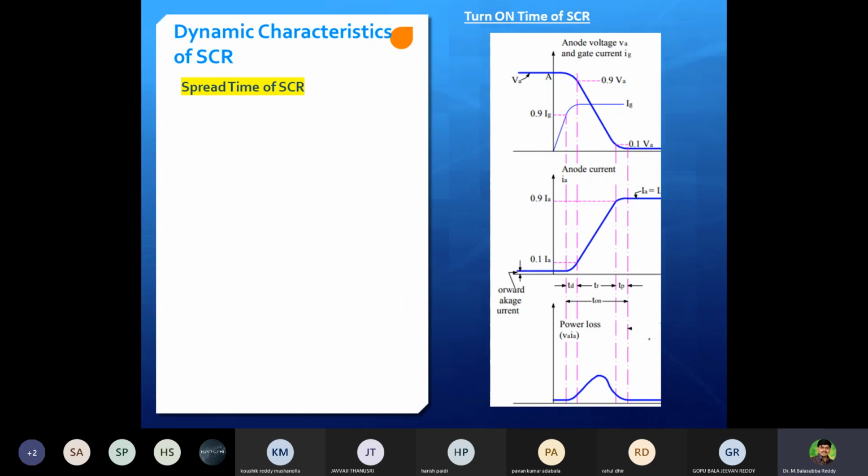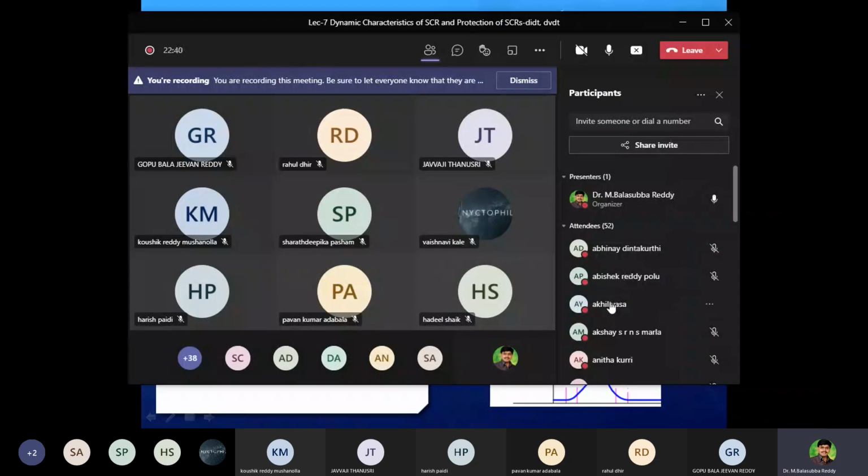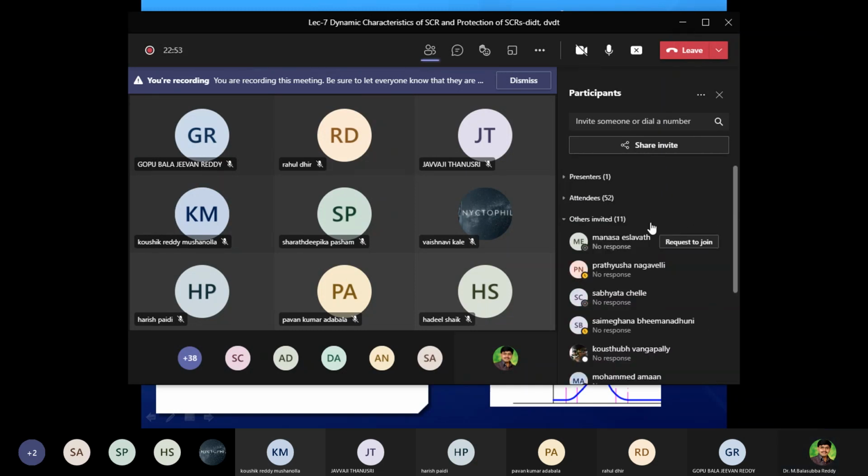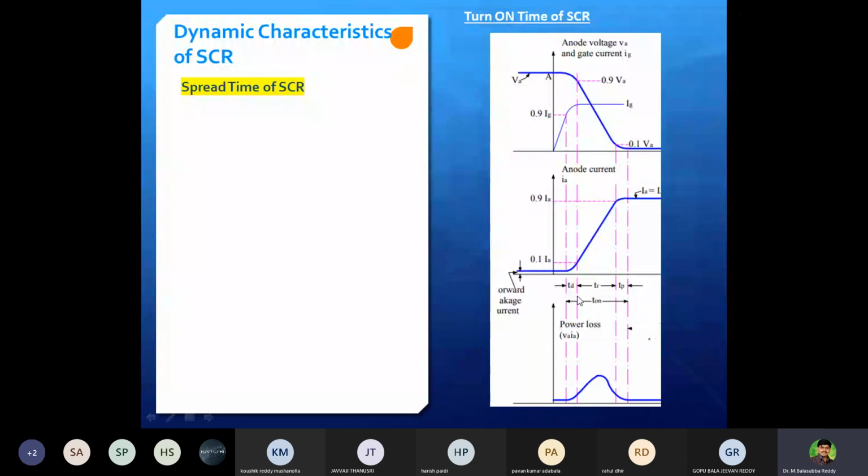Another one is the spread time. So by seeing this, we can state it. Now we can see here the voltage is near 10%. It has already reached 10%.